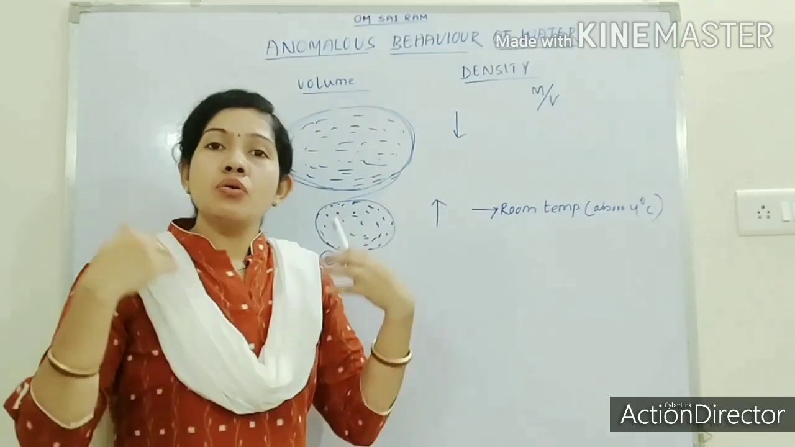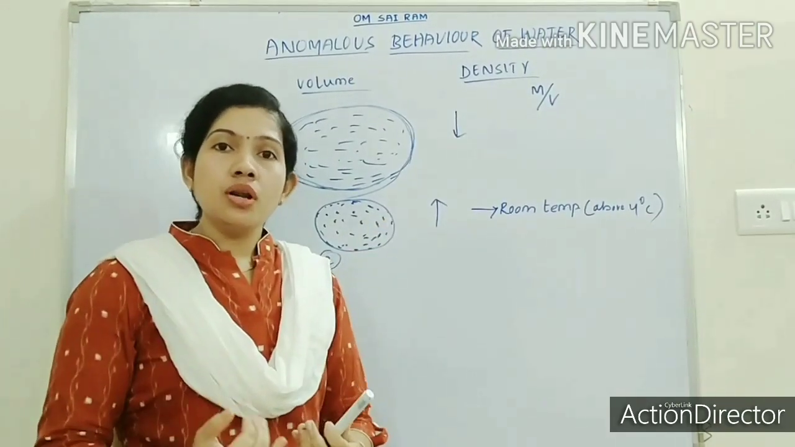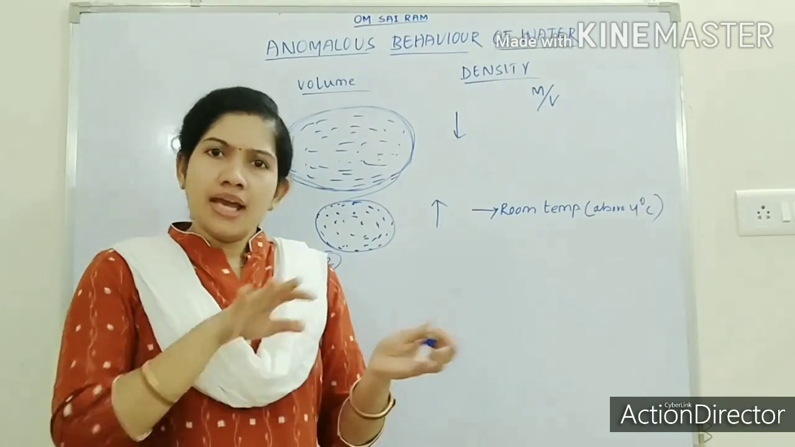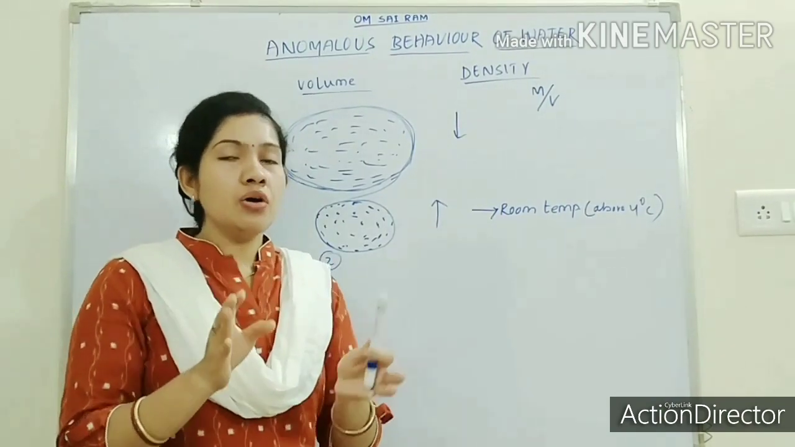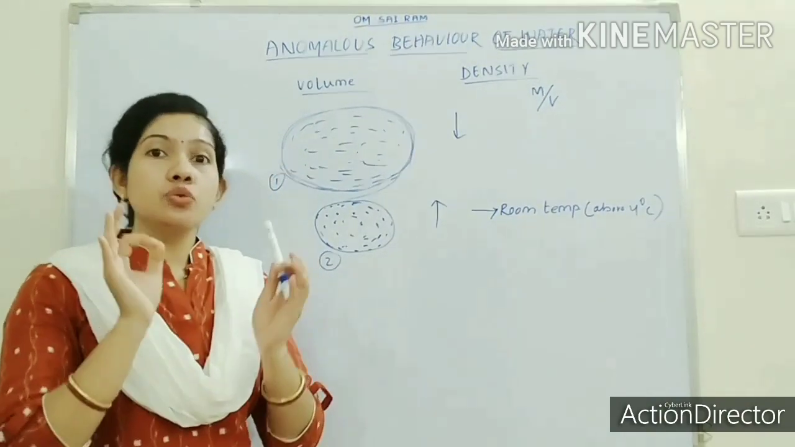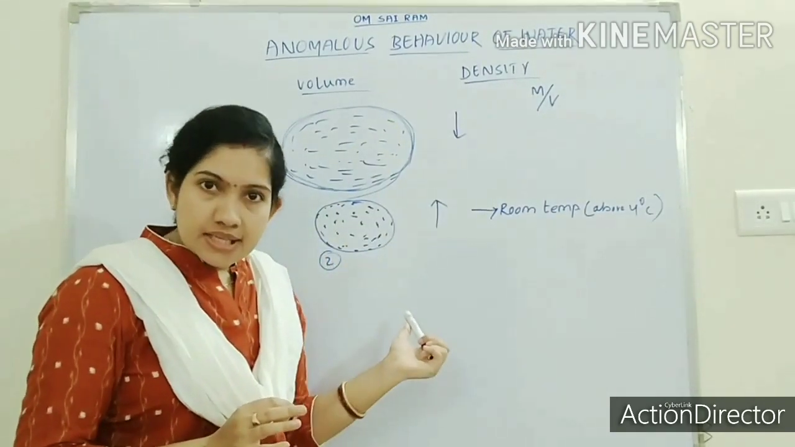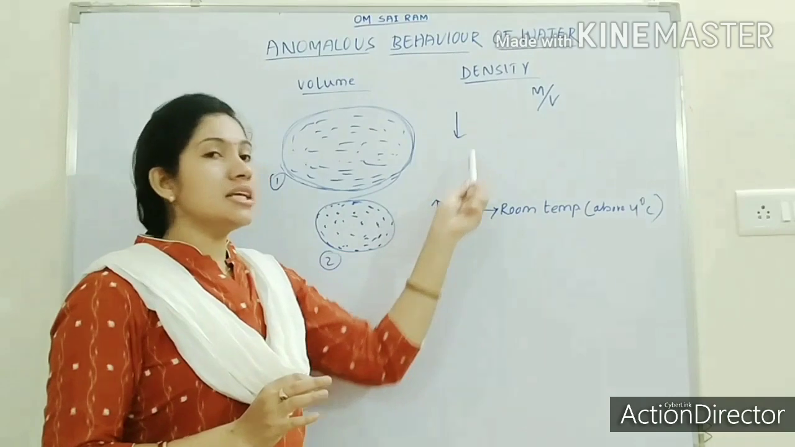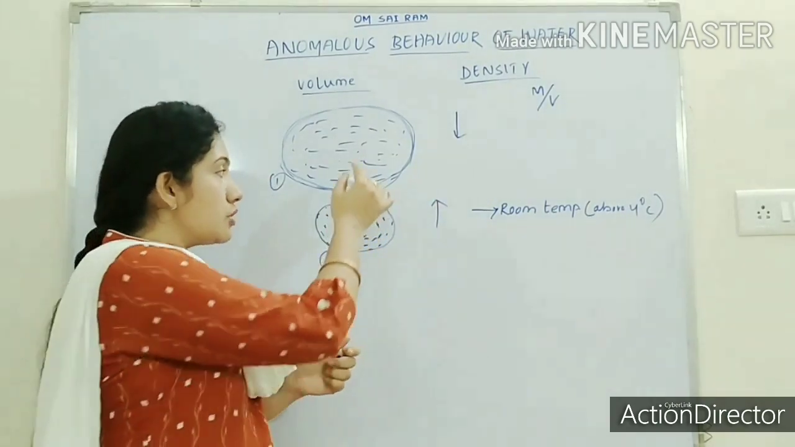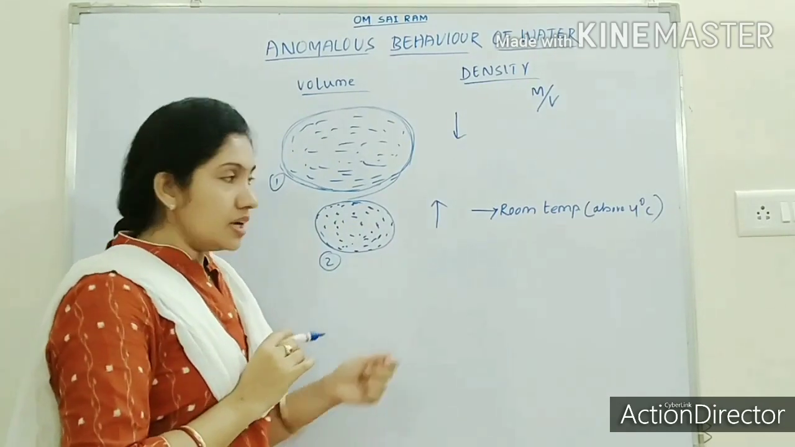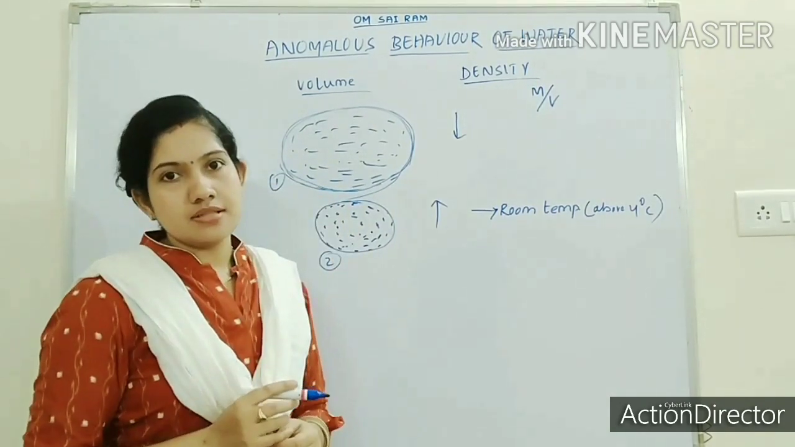When we allow the water to cool at room temperature, meaning not a very low temperature, in moderate temperature, its volume will decrease and density will increase, because when there is less volume, the particles will come closer to each other so that the density will increase.